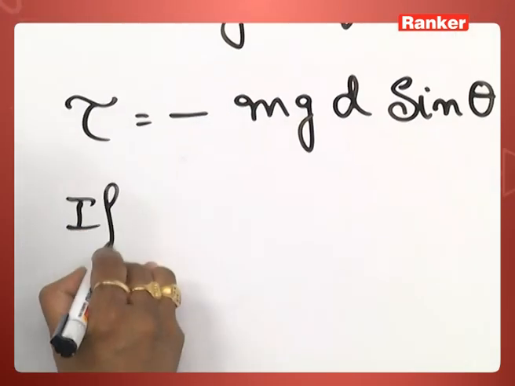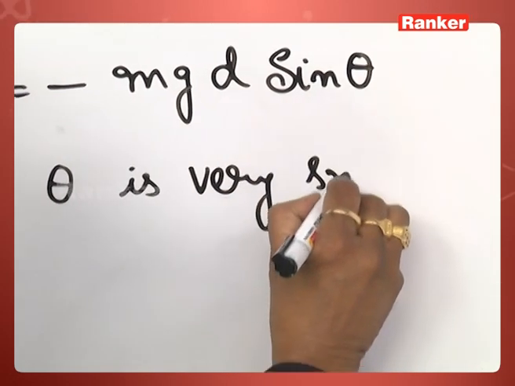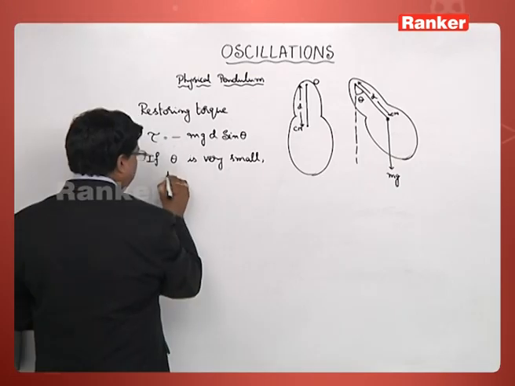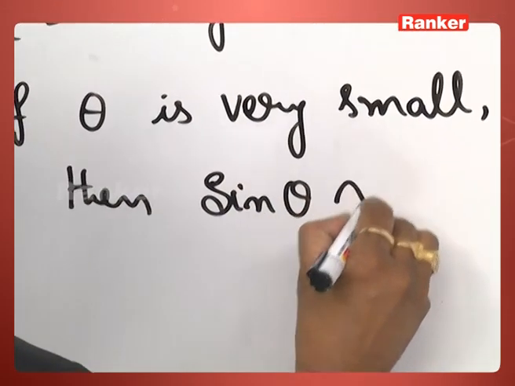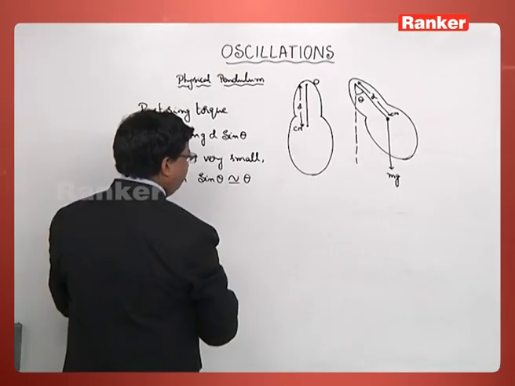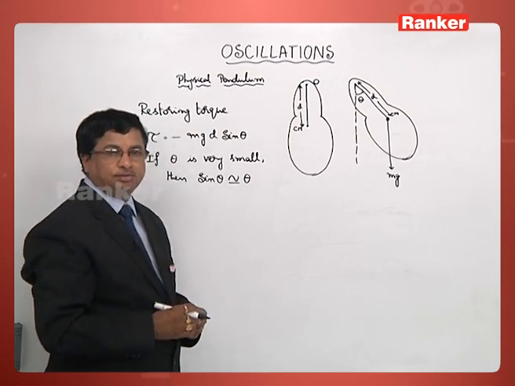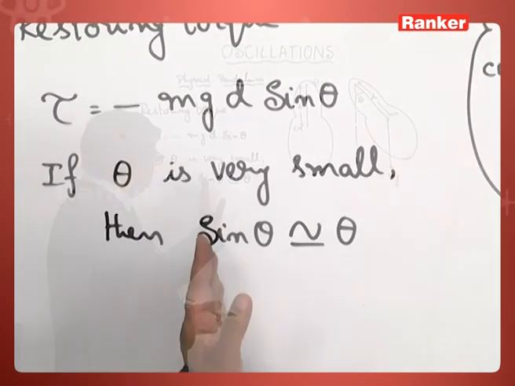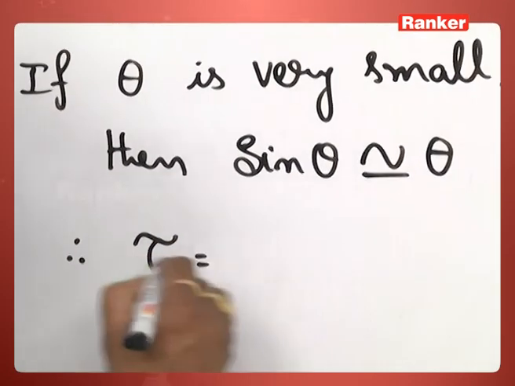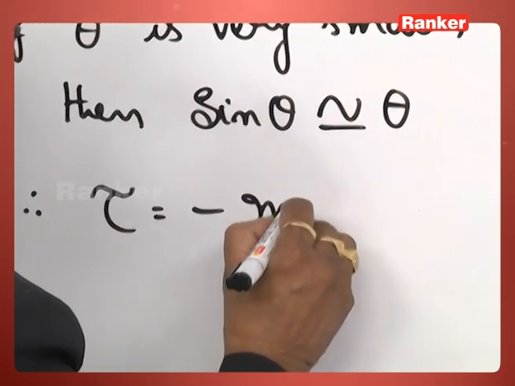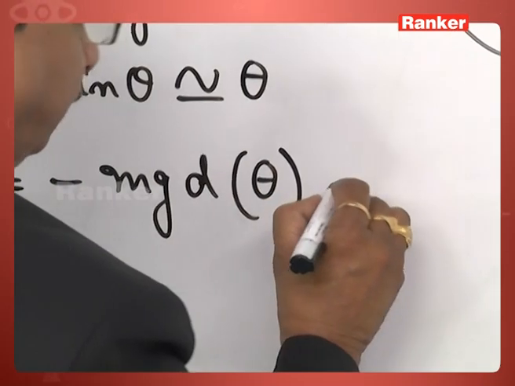If I consider theta is very small, then I can directly write sin theta nearly equal to theta. In fact, every one of us knows limit theta tends to 0, sin theta by theta is equal to 1. So, sin theta can be written as theta. Therefore, the restoring torque over here now becomes mg d into the value of theta.